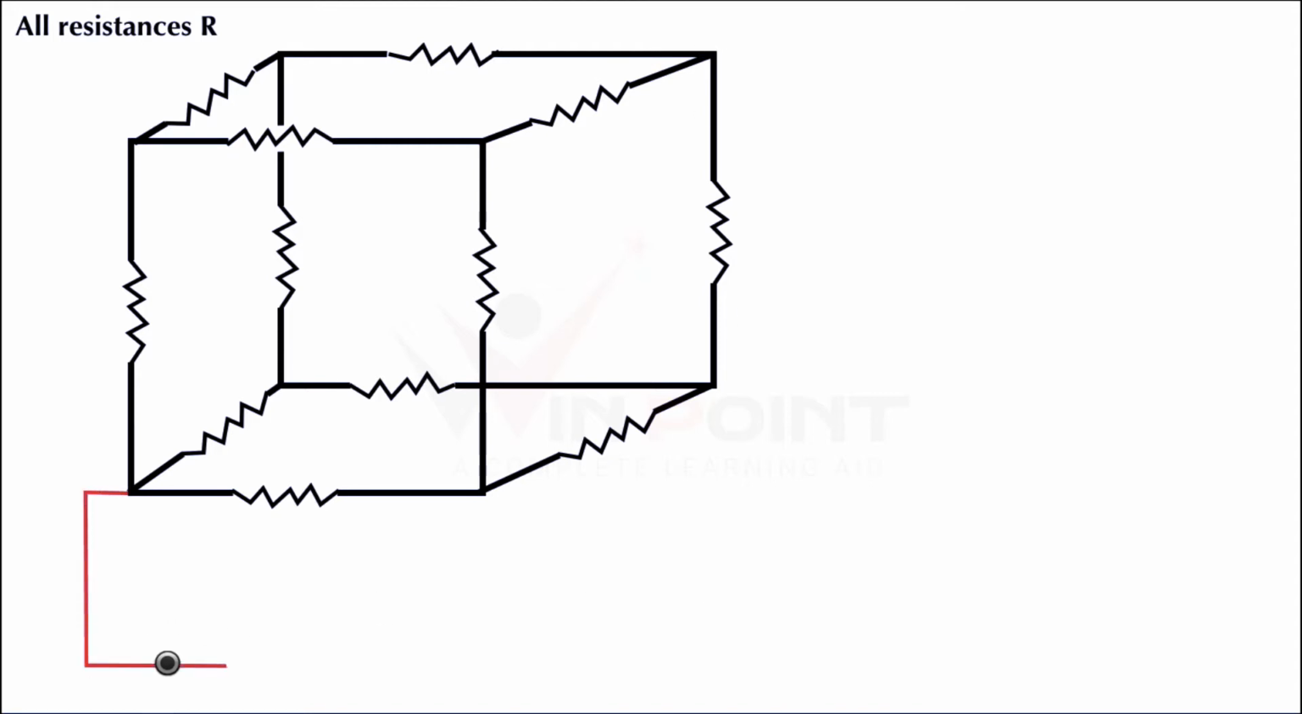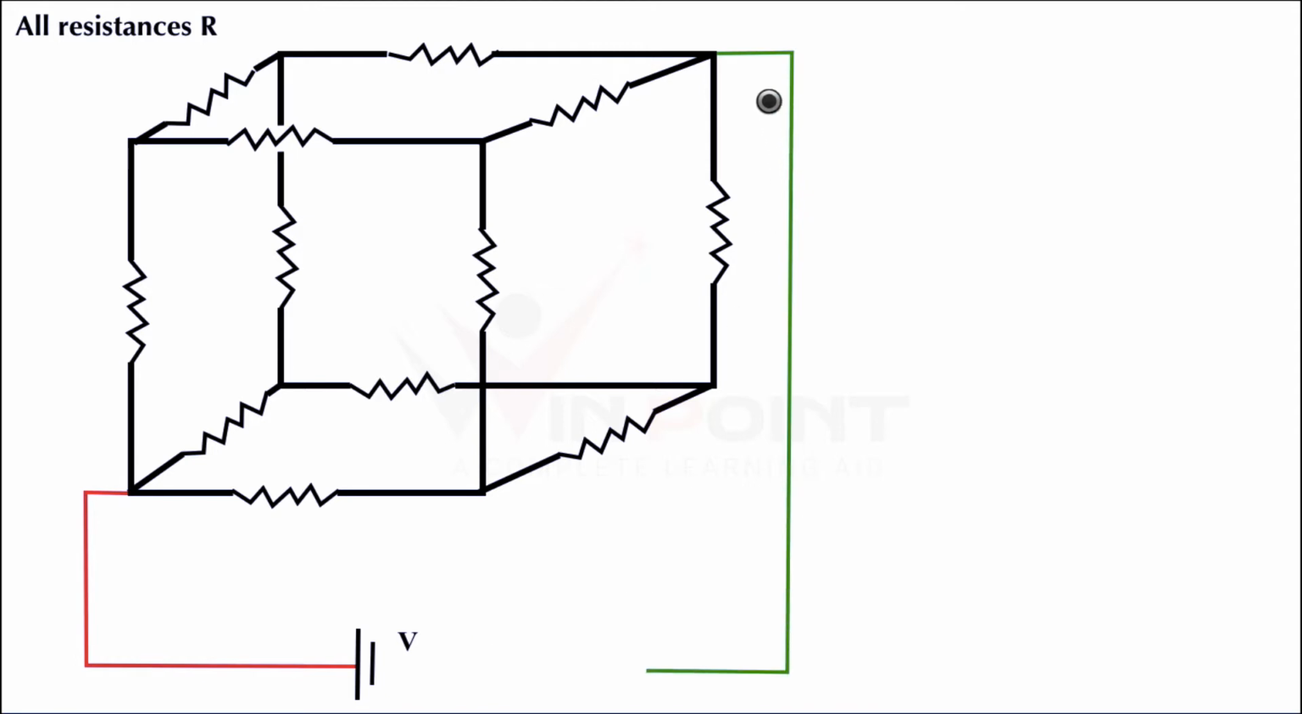So here I am connecting a cell. The voltage of the cell is V and I am connecting it to both ends. So it is a diagonal connection, right? Now from this cell, I am considering the current we are getting to be 3I. Here we are getting a current of 3I.